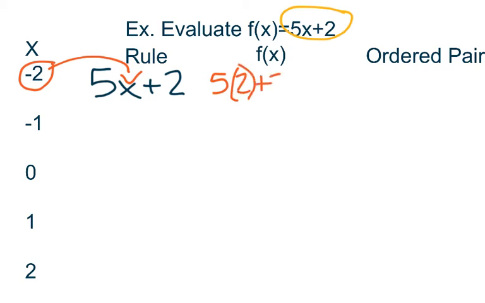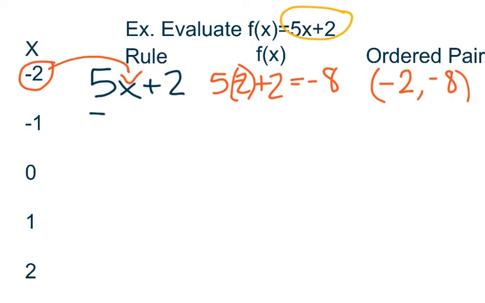So if I plug in 5 times parentheses -2 plus 2, oh, that's a negative, my bad. I'm evaluating that x for -2. I'm replacing that x with a -2. So if you do that, you get -8, which means the ordered pair would be -2, the thing we evaluated it for x, and then the answer we got, -8. See if that makes sense.